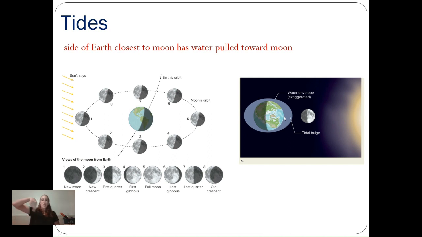As Earth is rotating every day, that can change the way that tides move around the globe. And also the moon orbits around Earth on a 28-day cycle, so the moon phase also affects the tides. The moon is pulling on Earth's water. It creates this little envelope of water that gets stretched a little bit. And depending on what the phase is of the moon, that creates different types of tides, different heights of tides, which we'll talk about.